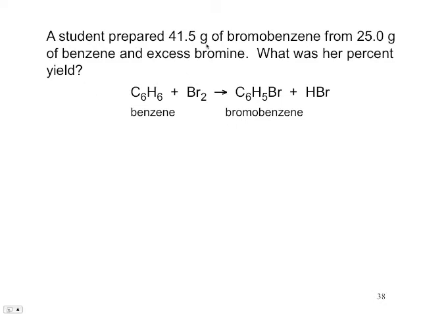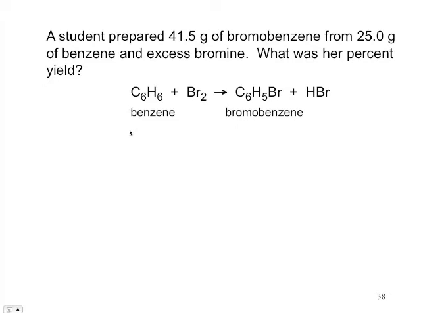The student prepared 41.5 grams of bromobenzene. So clearly that's the thing of interest. That's our product here. And you're being told how much was actually isolated. So even though you're not told this is the actual yield, you should be able to figure out that that's what it is. So percent yield equals actual yield over theoretical yield. We know the actual yield.